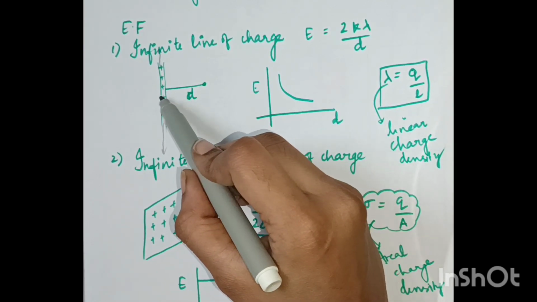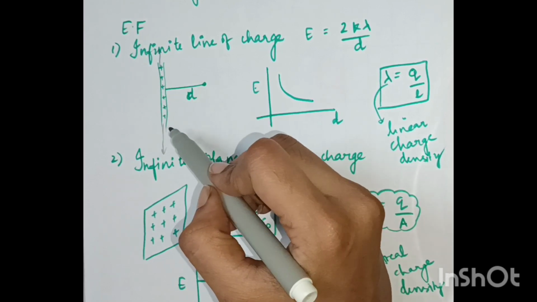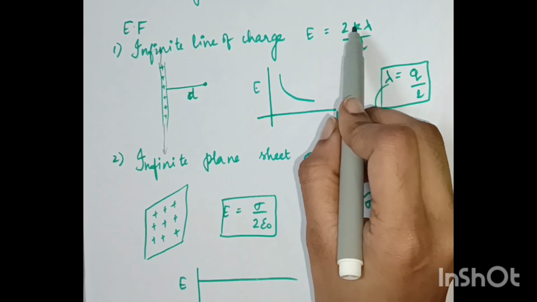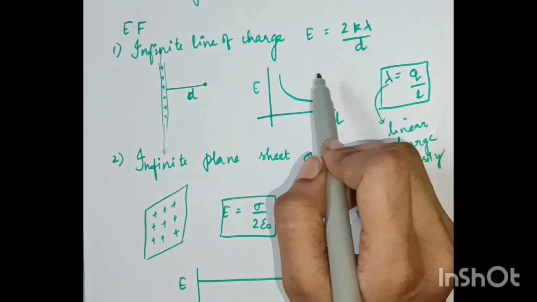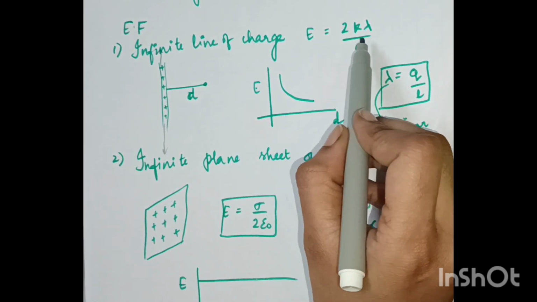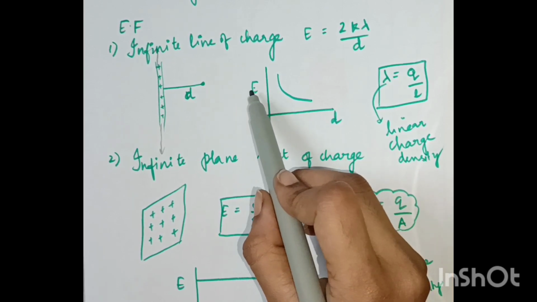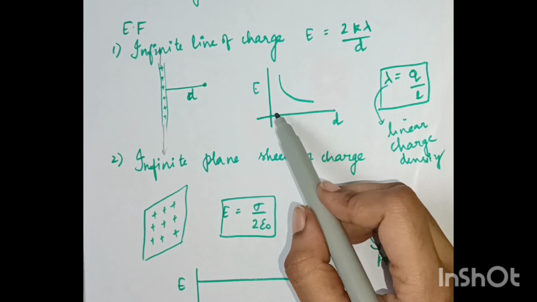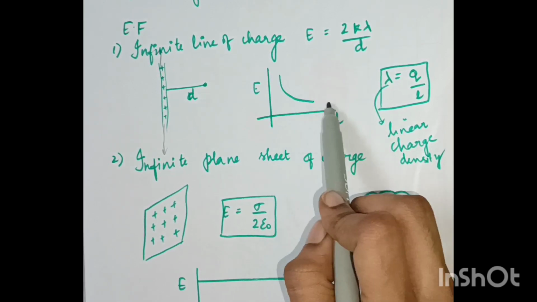And to find an electric field at a distance d from this line, what is the expression? That is E equals 2k lambda by d. So here k is 9 into 10 power 9, that value you please use, or 1 by 4 pi epsilon naught. That is what k is here. And what is the graph between E and d, that is electric field and the distance? It is inversely proportional, so it is like this.